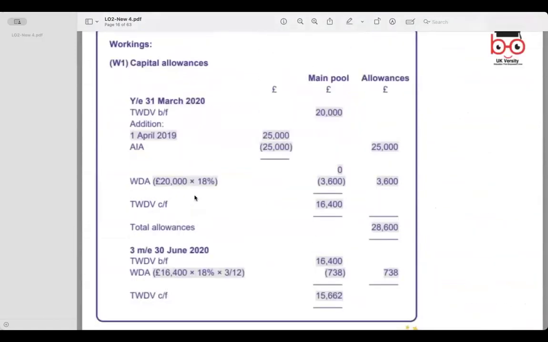Right. So Bogle's taxable total profit for each accounting period for the year ending March 31st, 2020: Bogle Limited's trading income adjusted for tax purposes but before capital allowances is £380,000.